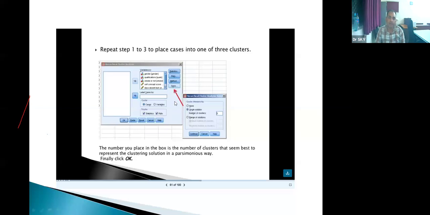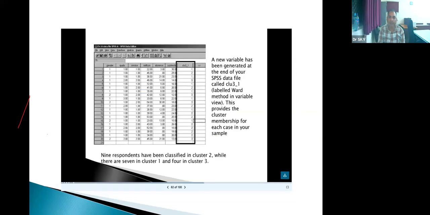Now you can go for other options. You can define some number of clusters. So repeat step 1 to 3, placing cases into one of the 3 clusters. So this way we can make 3 clusters, and we can repeat for 2 clusters, 3 clusters, for all numbers. Now you see this column has been added. These are the observations, that is, the units.